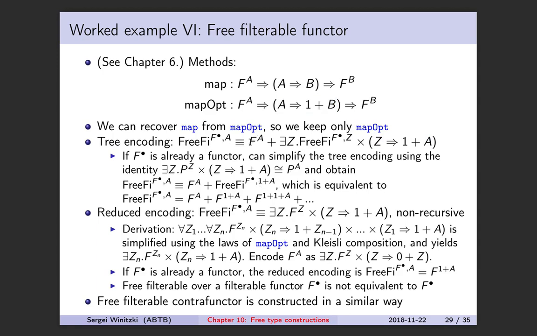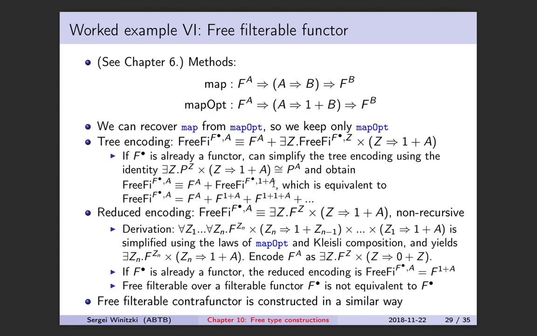If the f-type constructor is already a functor, we can simplify the tree encoding by using the basic identity of existential types. And then we just obtain this recursive definition. So we get rid of the existential type.